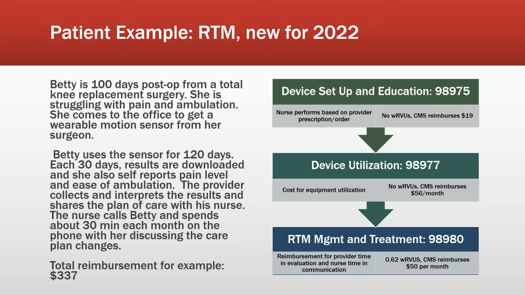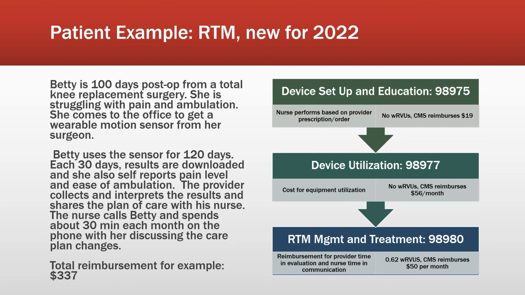Each 30 days, results are downloaded, and she also self-reports pain level and ease of ambulation. The provider collects and interprets the results and shares the plan of care with his nurse. The nurse calls Betty and spends about 30 minutes each month on the phone with her discussing the care plan changes. Total reimbursement for this example is $337. So again, how we get there.